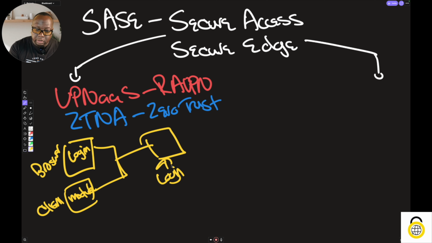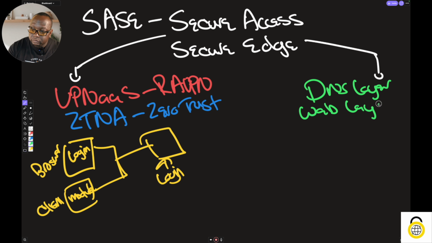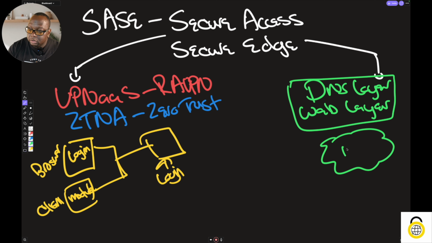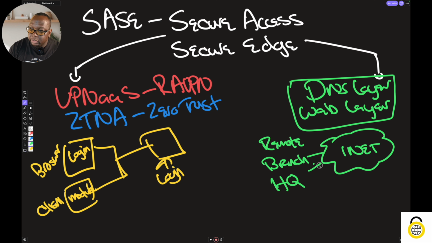Now, the secure edge part of SASE is your DNS layer security and your web layer security. This is your internet stuff. That's your secure edge. If you package all this up, there is a firewall in here as well. This is for when people are trying to get out to the internet. So you may have remote users, branch, and headquarters, and now they're all trying to get to the internet.